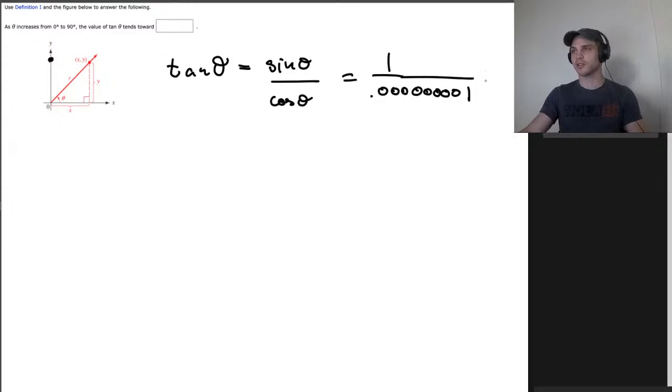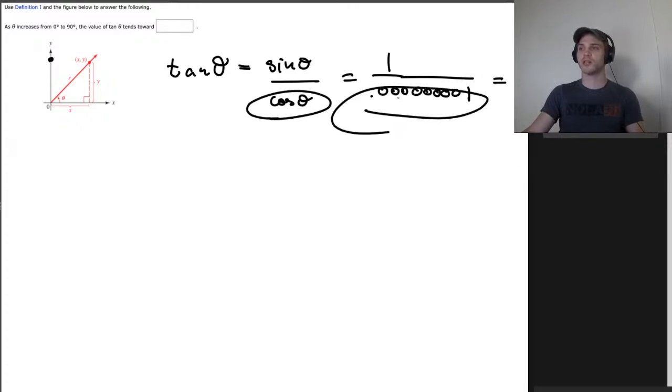So this is the same as 1 divided by 1 over a billion. A lot of numbers. Okay, then when you multiply by the reciprocal, this ends up being a billion. So the smaller the number cosine of theta gets, the bigger this gets. As theta gets close to 90, cosine of theta gets closer and closer to 0, but it's still a positive, very tiny number. When you divide by a very tiny number, you get a huge number. So this thing tends towards infinity.